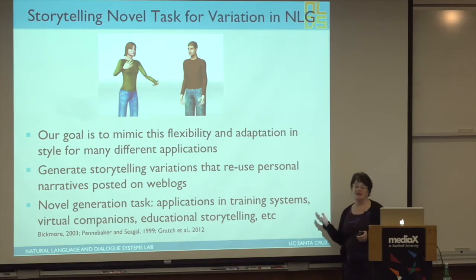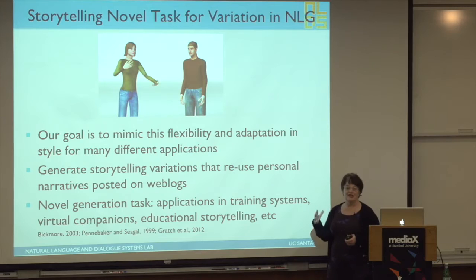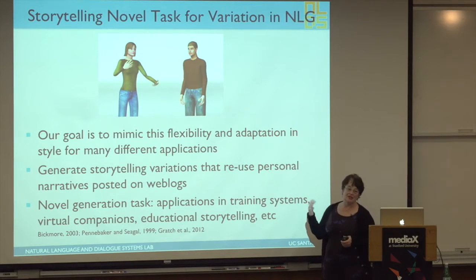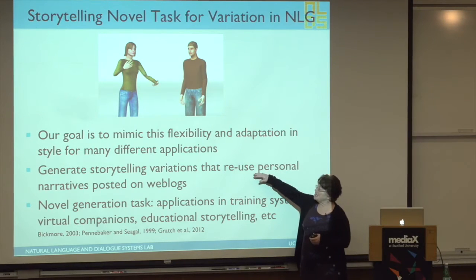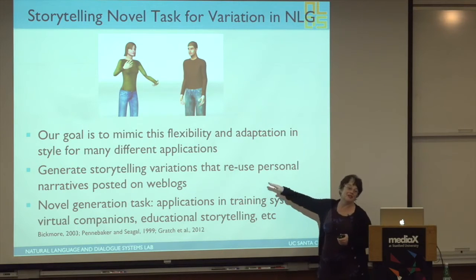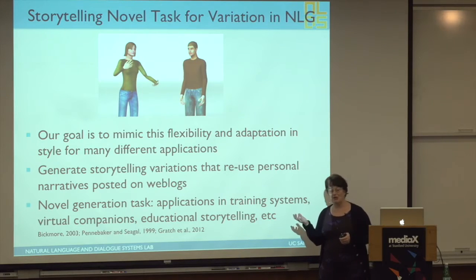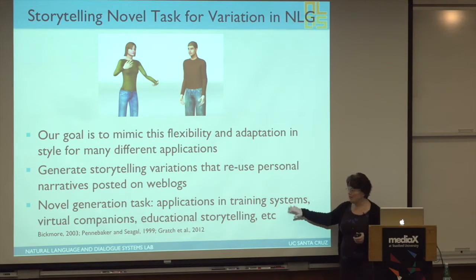So our goal is to mimic this flexibility and adaptation in style with a generation engine that can be customized for lots of different applications. And what I'm going to talk about today is this work that we've done on generating variations in how you can tell a story. And one thing that we do that's really novel that we've been working on for the last 2 years is that we reuse personal narratives that were posted on weblogs for the content. So instead of having the content like in weather report generation or other previous natural language generation applications, our content is this reuse of stories that have been posted on weblogs.